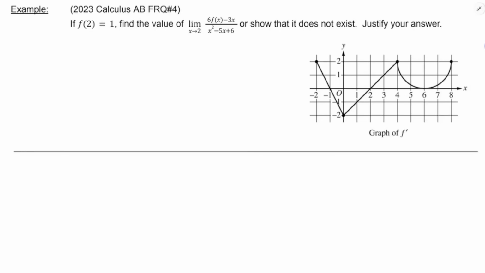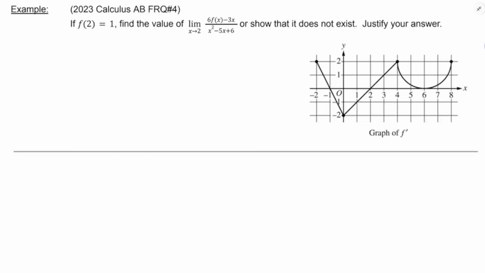And here's one from a somewhat recent free response. That's from the 2023 Calculus AB exam. If f of 2 equals 1, find the value of this limit or show that it does not exist, and justify your answer. All right, so what we're going to do is look at this and think about the denominator. Okay, 4 minus 10 plus 6. Oh yeah, that's going towards 0. Probably going to be L'Hopital's rule.